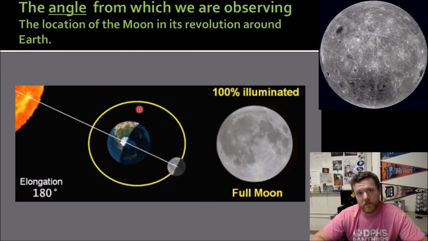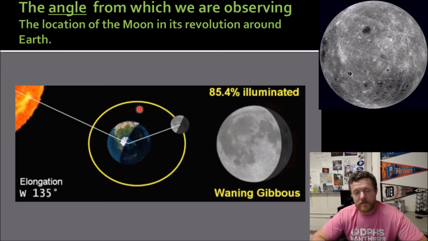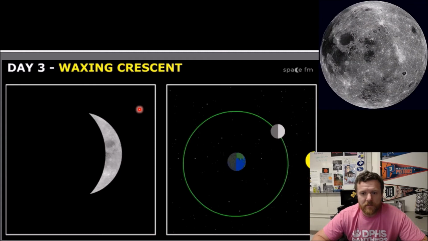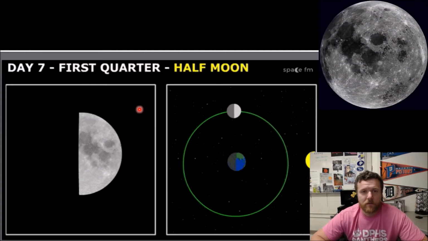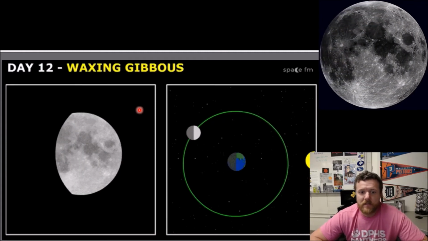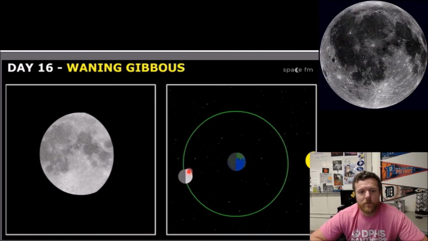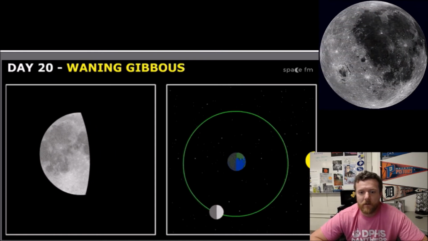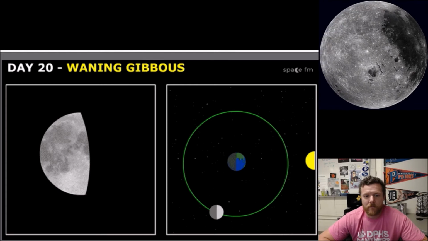Half of the moon is always lit up. Sometimes we can see all of that side, sometimes we can't see any. This is a little bit smoother of an animation. You can see that always and forever, half of the moon is lit up. Always and forever.